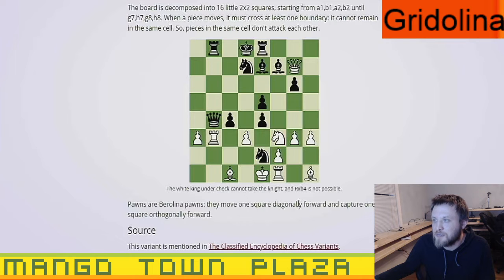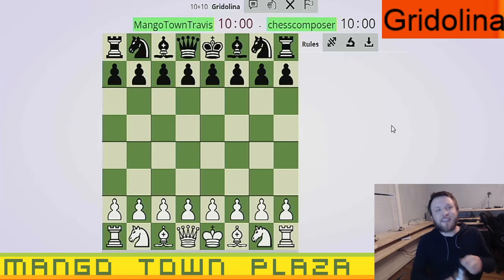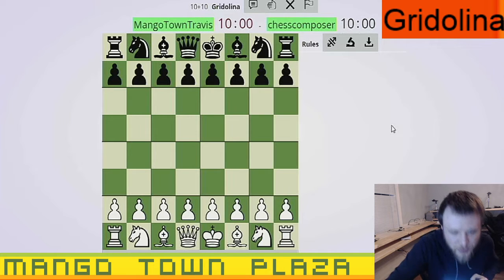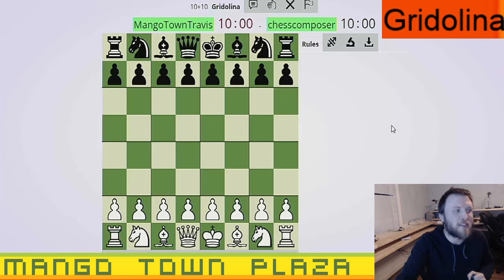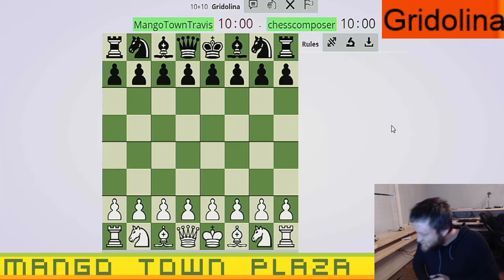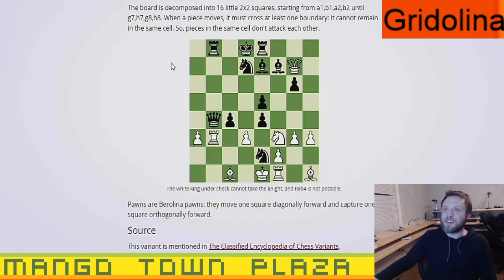Why are they the same? Like, come on, dude. Make them look different. I didn't mention that last time. He said if we sent some sort of picture, then that could be changed. But I didn't send any picture of Gridolina pawns. But if you want to do that, good one. That would be funny, dude. Just listen to that. All right.